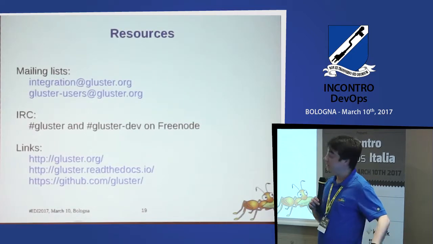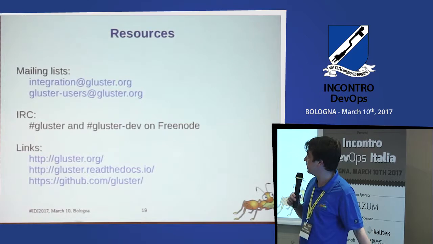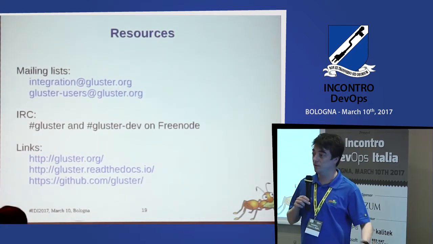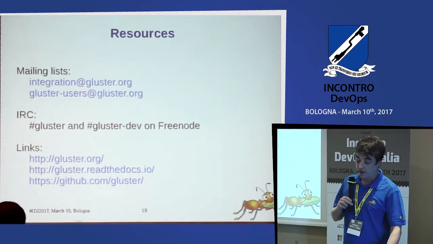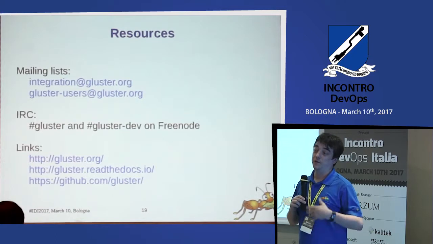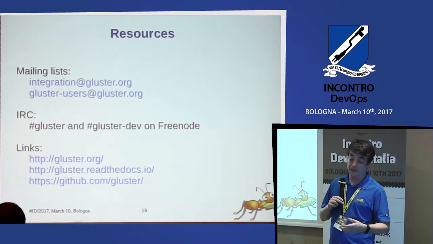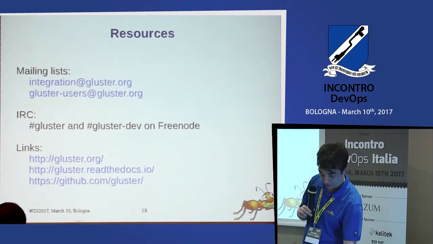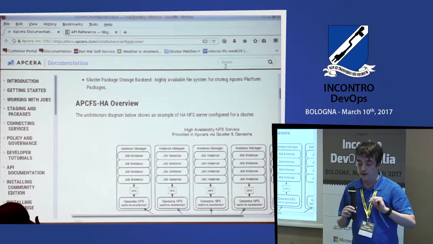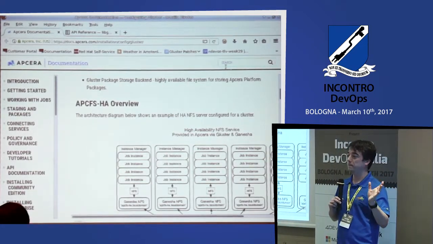There are some mailing lists. The integration mailing list is the list that we use for communicating with anyone who has questions about gfapi or any of the bindings, or if they want to use the integration in some other way. For example, if you want to automate not in Kubernetes, but in, for example, there is Apcera. Anyone knows or uses Apcera?